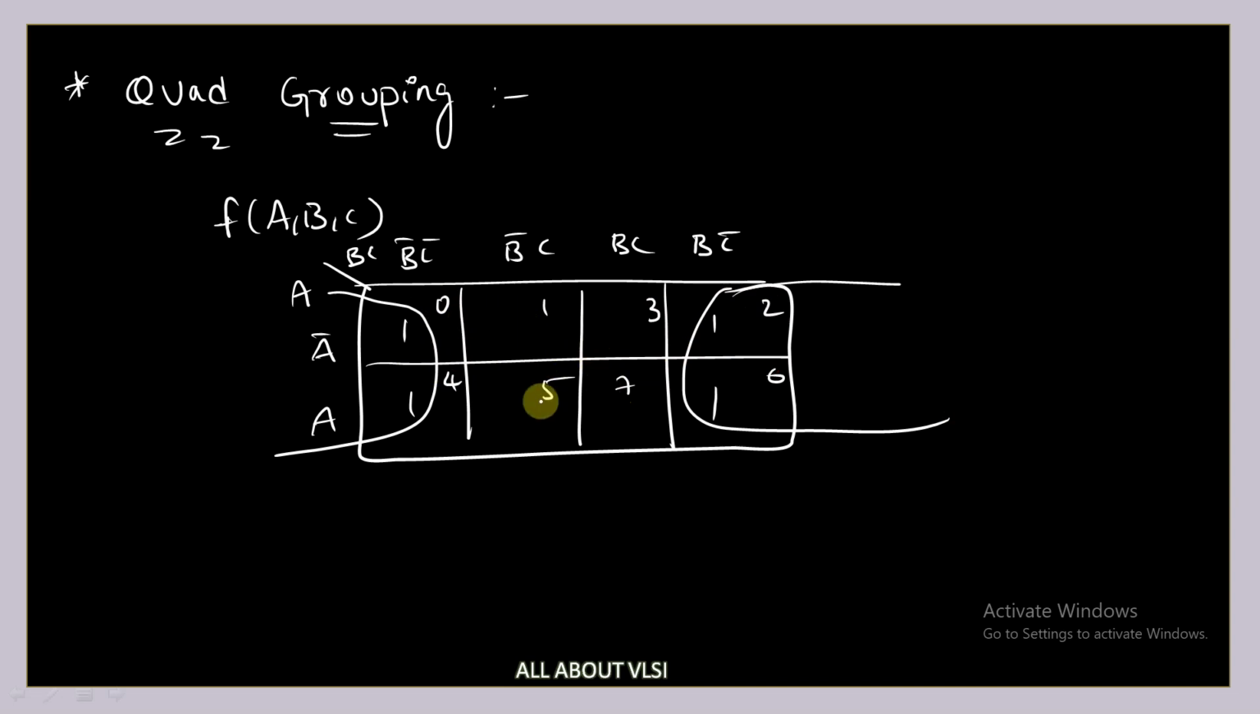Now, what is the equation if we write it down for this group? We need to take out the common term. Here A is not common, and the common thing is C bar. So the final answer will be C bar. This is how we make the grouping, and write down the expression.